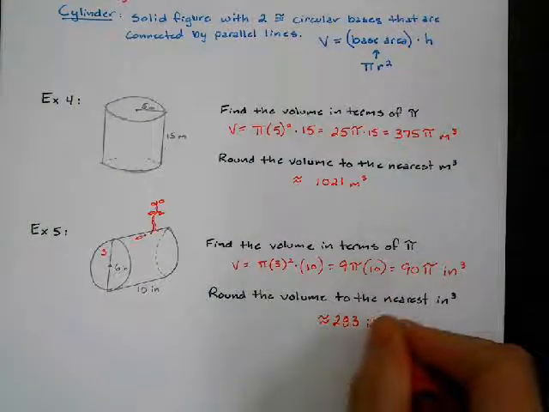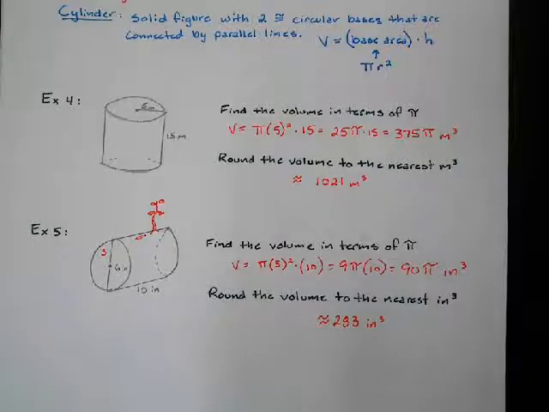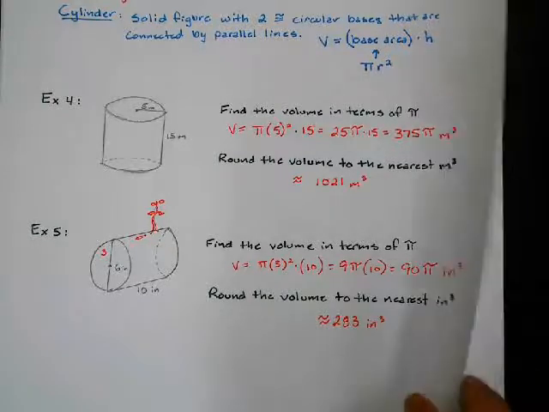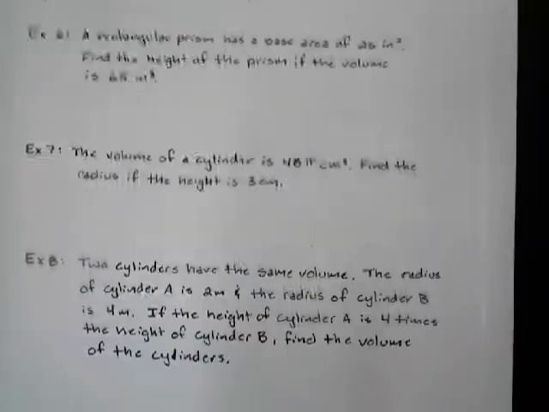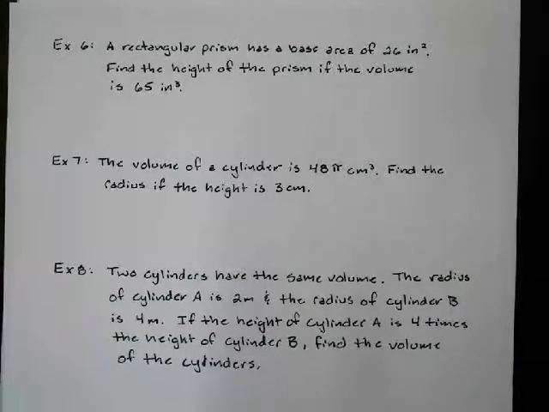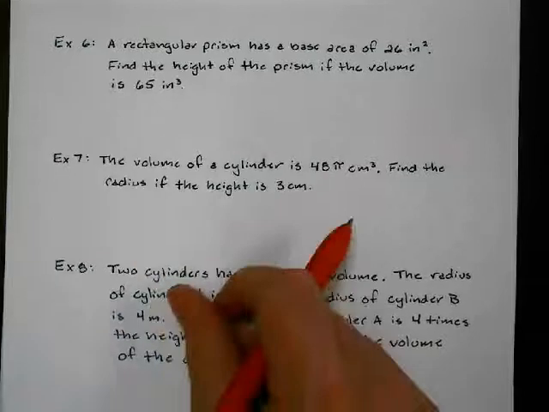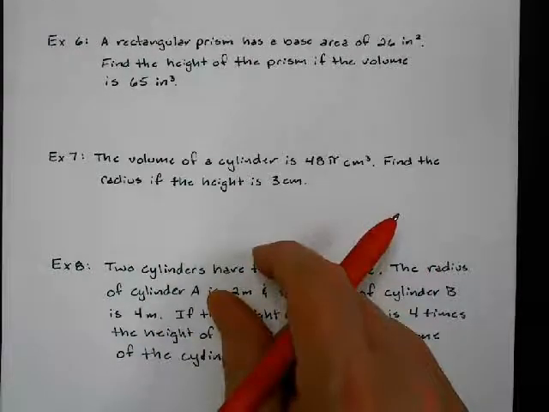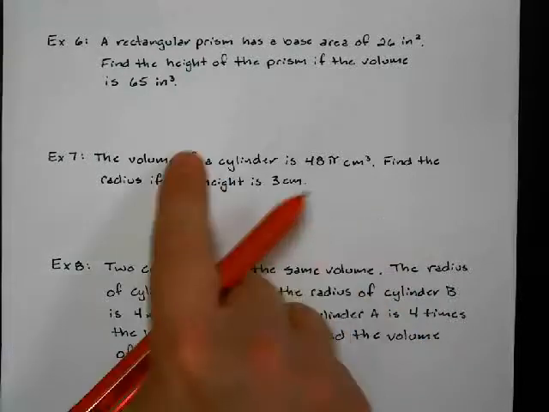All right, last couple problems. All right, these are thinking problems. We got to think through this. A rectangular prism has a base area of 26 inches squared. Find the height of the prism if the volume is 65 inches cubed.